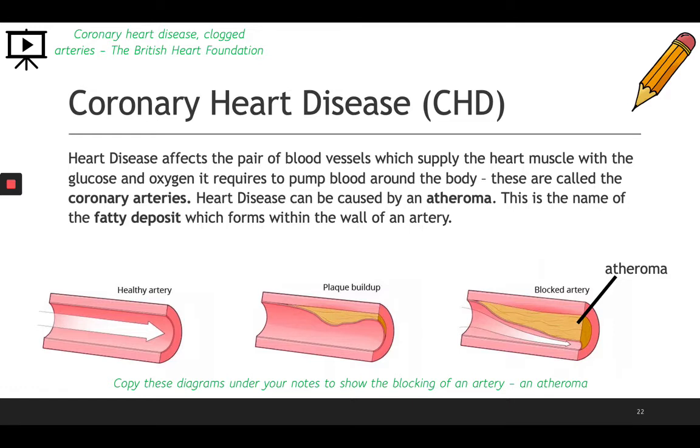So we're going to start looking at coronary heart disease. Just call it heart disease, make it nice and easy. So heart disease, or CHD if you want to kid on you're Grey's Anatomy like me and Miss Thompson do. So there's a wee video up here again for you to watch.